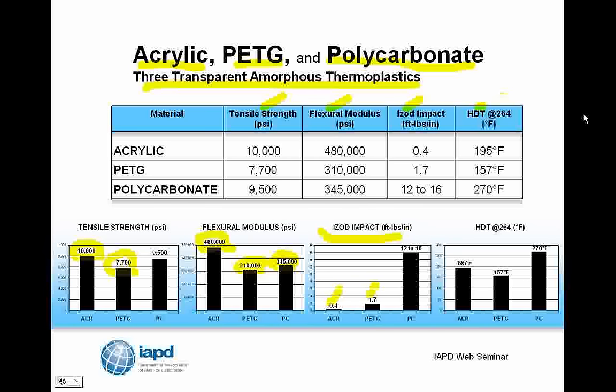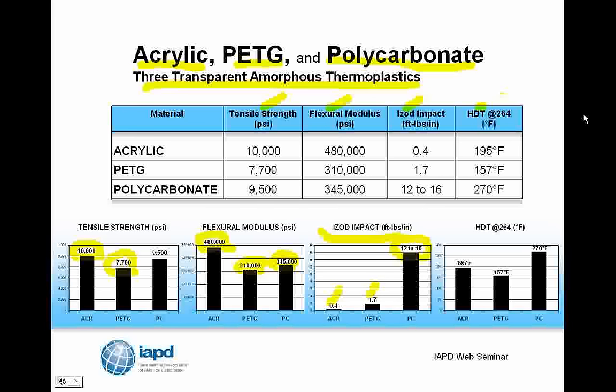PETG is significantly tougher than acrylic. If I jump from 0.4 to 1.7, it's perhaps 4 times as tough. But wow, look at polycarbonate, which is in fact used for many bullet-resistant applications. And the military uses polycarbonate in their transparent armor because it is incredibly tough and, in fact, when used in the proper design, can stop bullets.